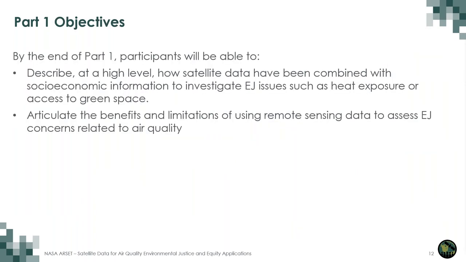By the end of Part 1, you'll be able to describe, at least in a general way, how satellite data have been combined with socioeconomic information to investigate environmental justice issues, including heat exposure, light exposure, access to green space, and air pollution exposure, to name a few. You'll also be able to describe the benefits and the limitations that satellite remote sensing data have with respect to their application to investigating environmental justice issues.